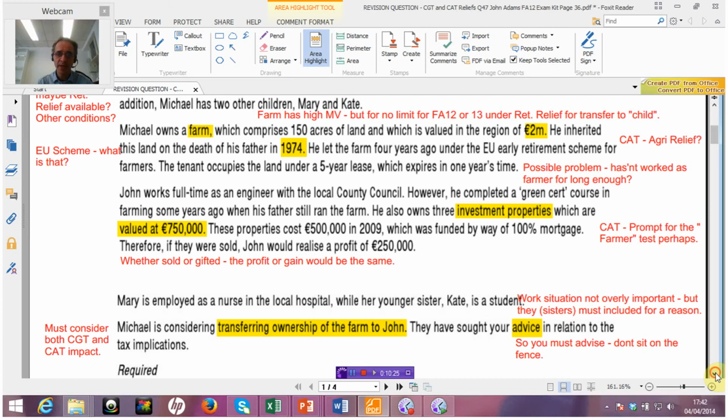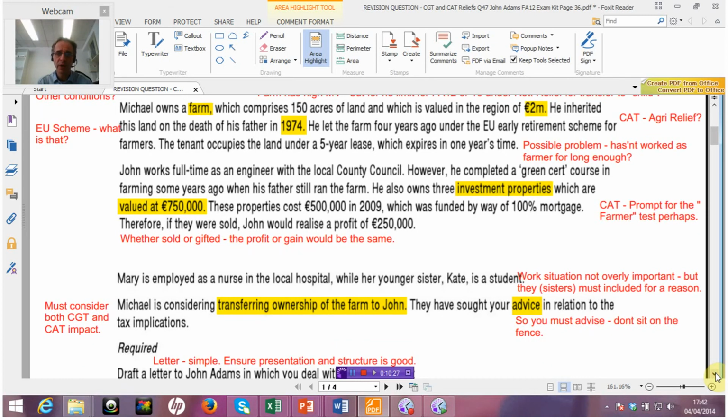Okay, and then the final paragraph here, we have Michael is considering transferring ownership of the farm to John. So they're looking for advice in relation to the tax implications. Now, we've got to appreciate that where we have a gift to an individual for, in effect, no consideration, then we have CAT and CGT implications, and that would have been really prompted by the requirements. We would have seen that because they'd asked us to analyze and advise on the impact of those two taxes.